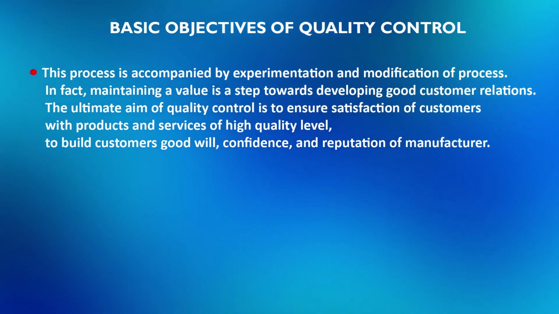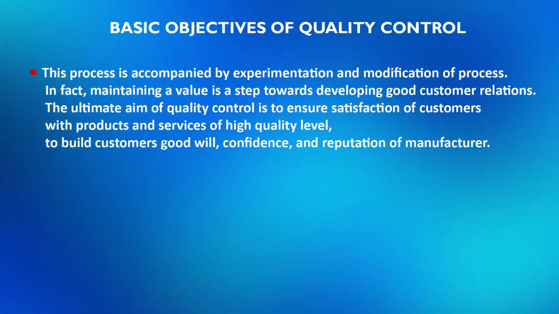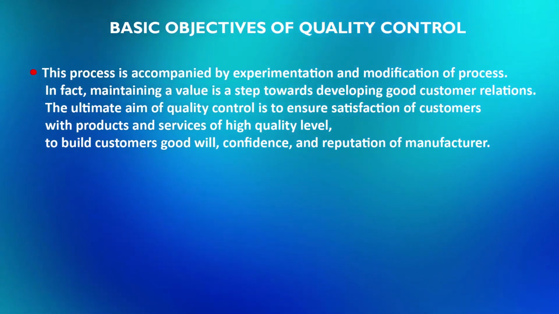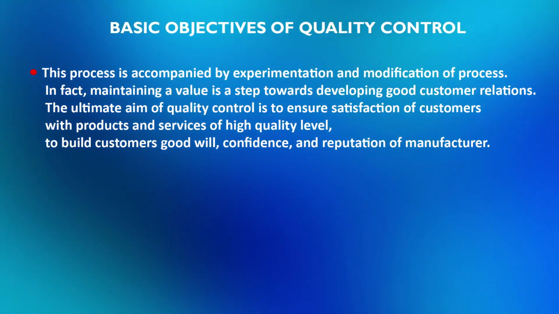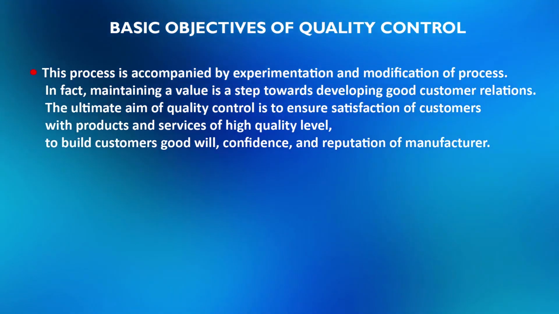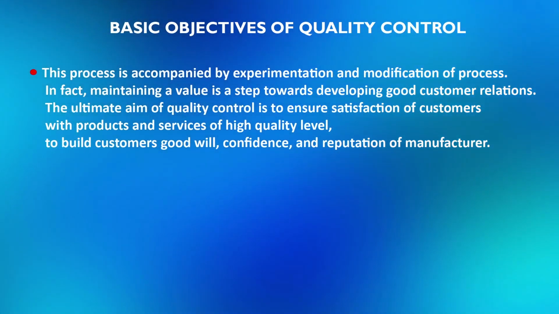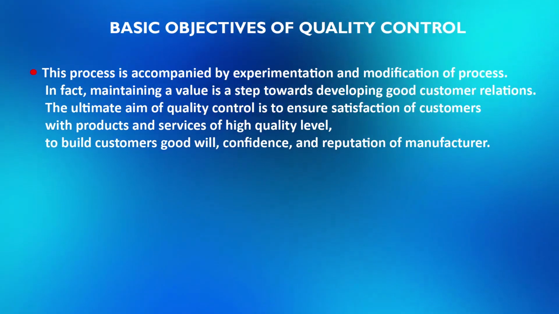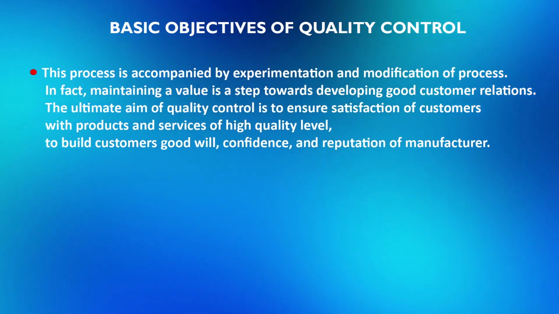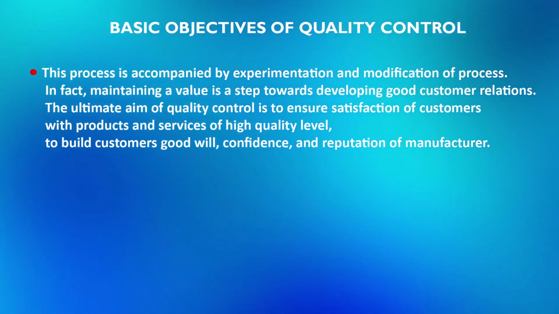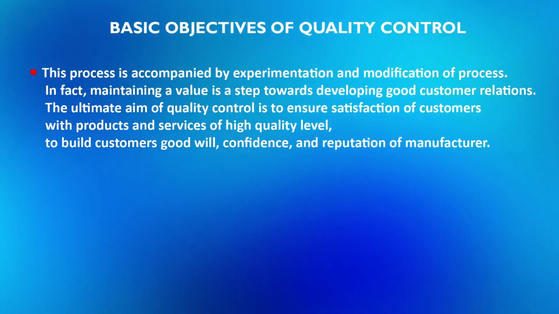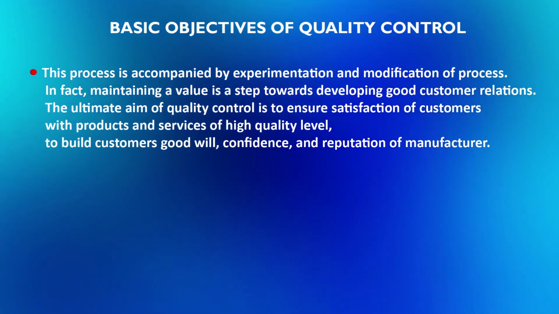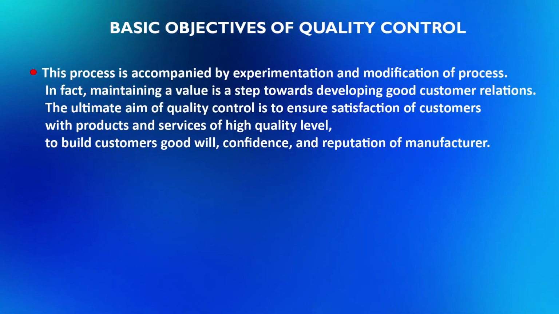The basic objective of quality control. This process is accompanied by experimentation and modification of process. In fact, maintaining a value is a step towards developing good customer relations. The ultimate aim of quality control is to ensure satisfaction of customers with products and services of high quality level, to build customers' goodwill, confidence and reputation of the manufacturer.